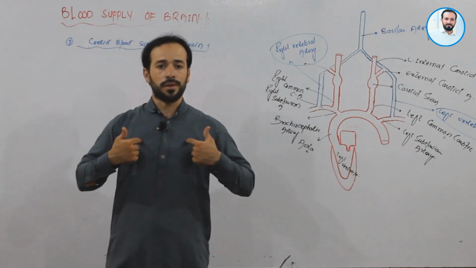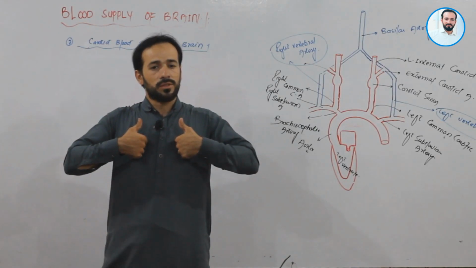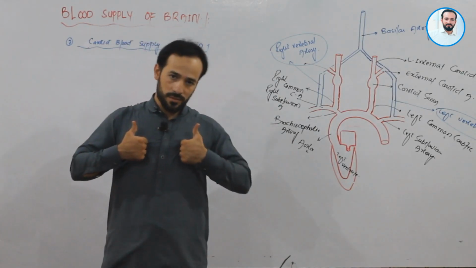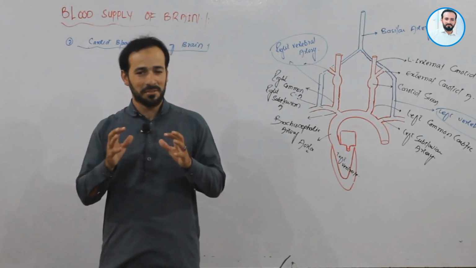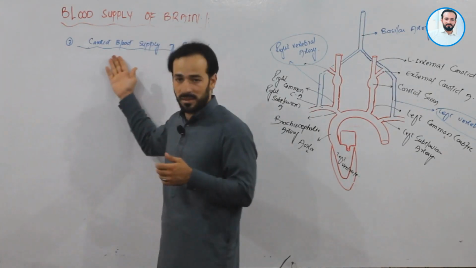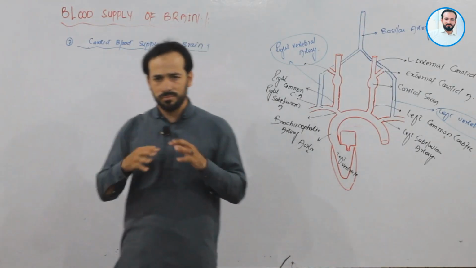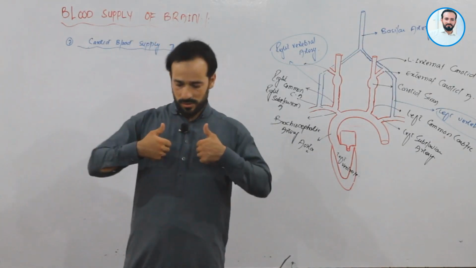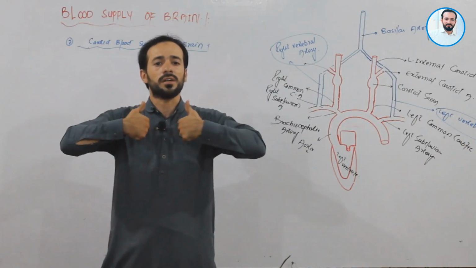Friends, we have our aorta here. From the aorta there are two branches, right common carotid and left common carotid, right? From the aorta there are three branches as we know, but as we are discussing the carotid system of the blood supply of the brain, we will not mention all those branches. So from the aorta there are two branches, those are called common carotid arteries.